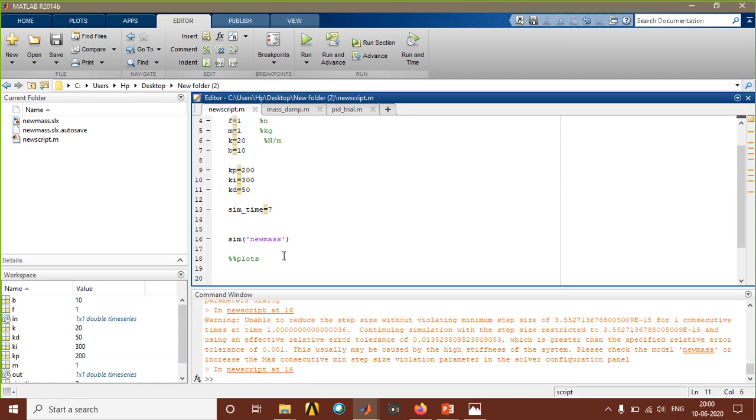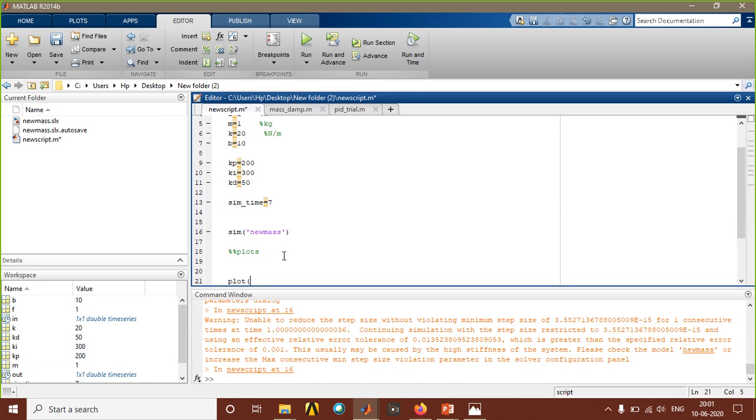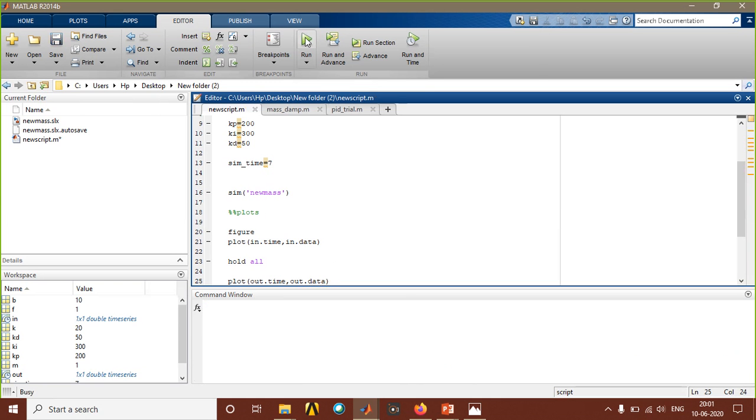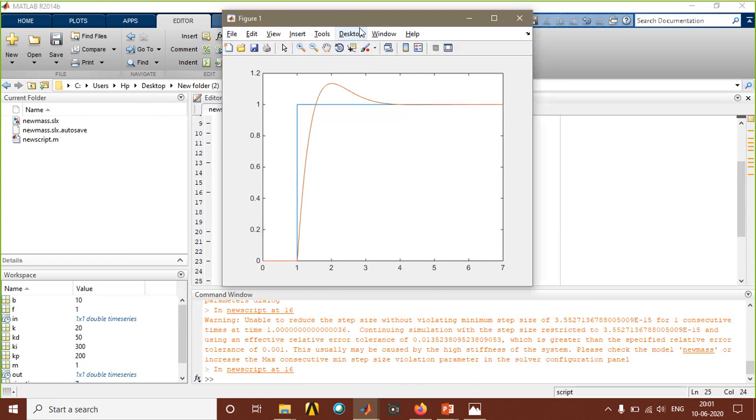Run it. Fine. So I'm going to create a plot. I'm going to plot this with time, with respect to data. Figure, hold all, plot out with respect to time, out with respect to data. Fine. So just try to plot it. You will get the same graph here.